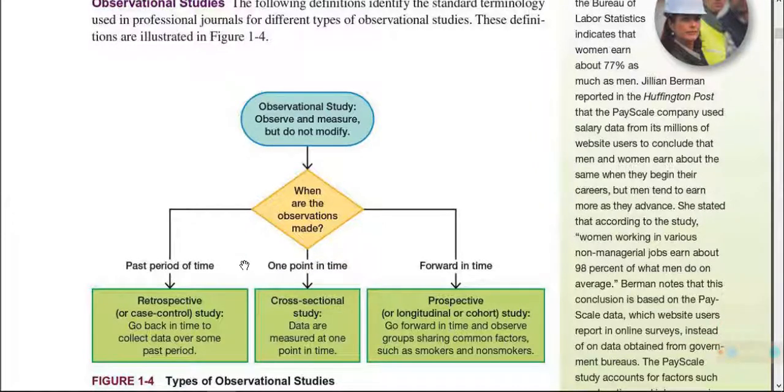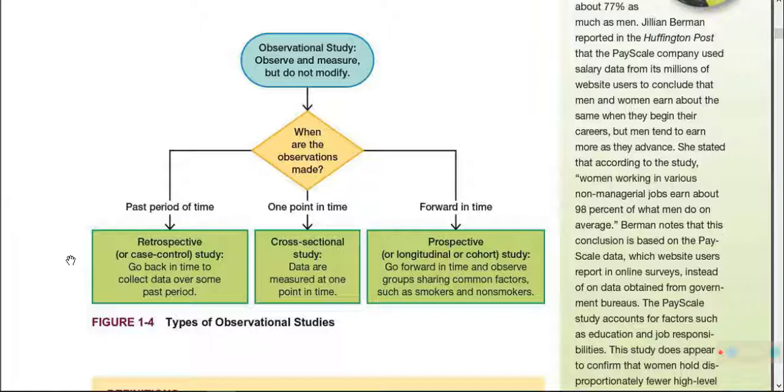So, paano tayo nagka-classify ng observational study? When are the observations made? So, it is according to time. So, past period of time, tinatawag natin siyang retrospective study or case control. Go back in time to collect data over some past period.